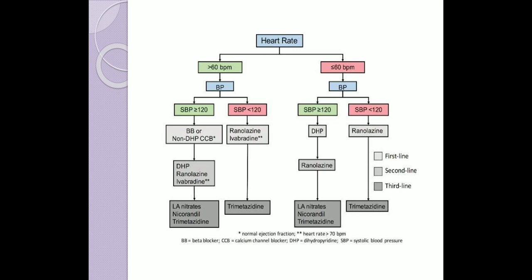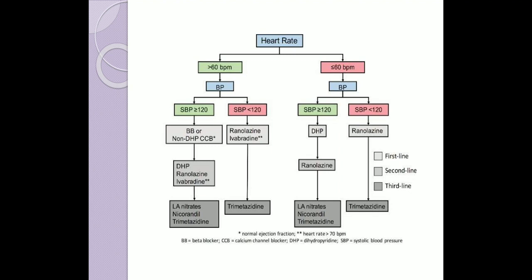If the heart rate is more than 60 beats per minute but the systolic blood pressure is less than 120, then we can go with the ranolazine or ivabradine. If there is no relief from this medicine, then we can go with the trimetazidine. Then next is, if the heart rate is less than or equal to 60 beats per minute, then we have to again check the blood pressure of the patient. If the systolic blood pressure is more than 120, then we have to go with the DHP.